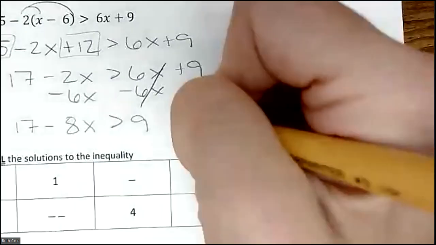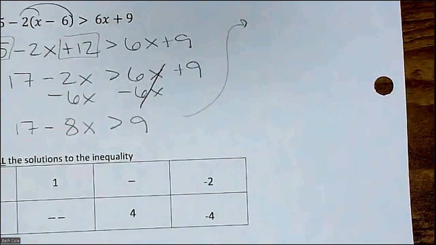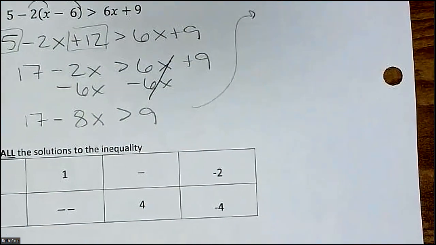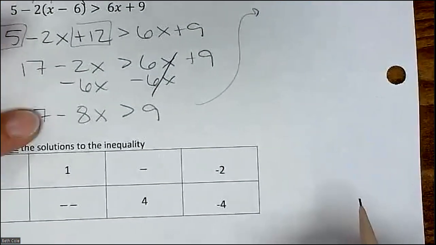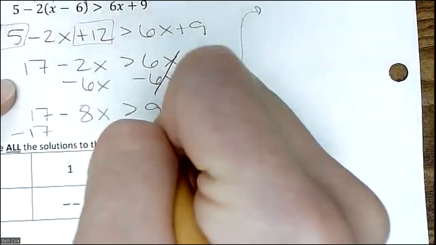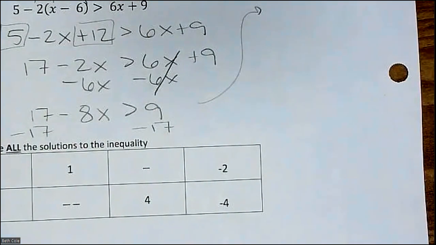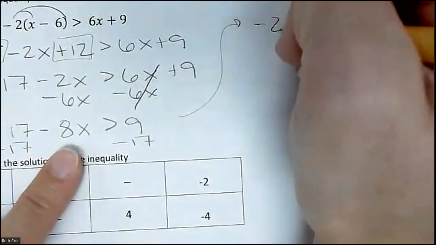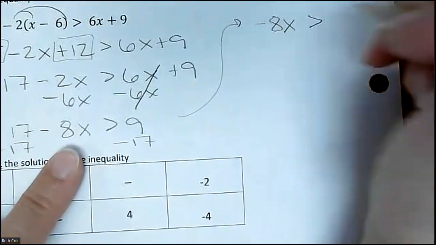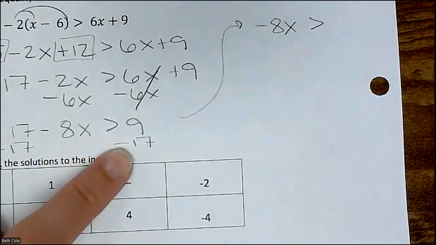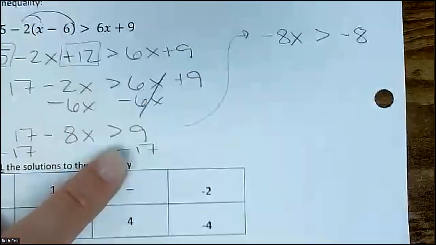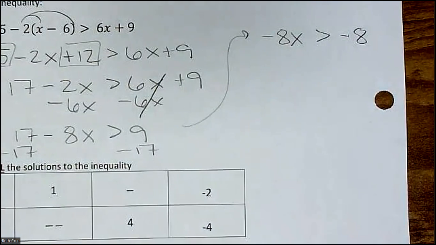I'm going to have to move over here. I wrote too big. All right, then what? What are we doing with the 17? Yeah, minus 17, minus 17. So that's going to give you negative 8x greater than, all right, 9 minus 17 would be negative 8. You could always type that in Desmos. If you're doing a quiz, you can use your calculator.